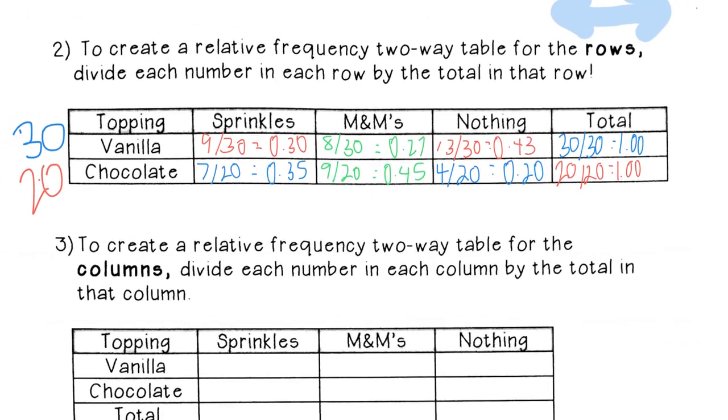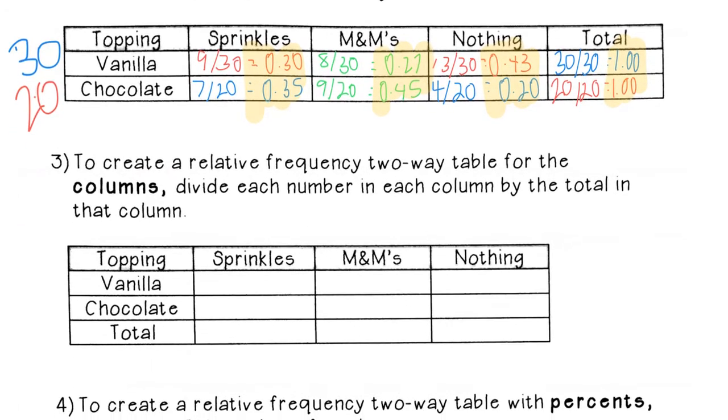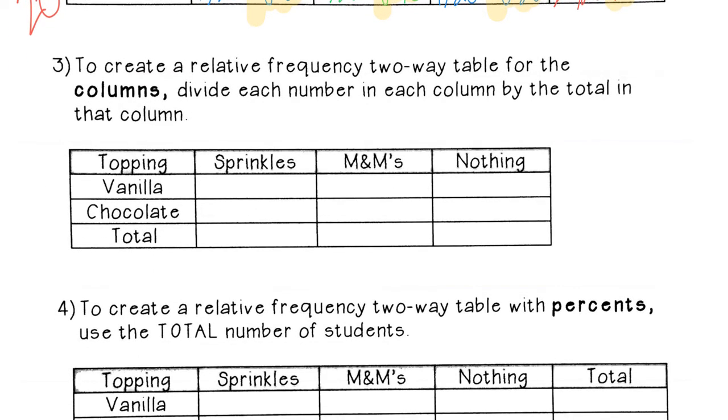In your frequency table, you don't need to show the fraction. You just need to go through and show the decimals. So from now on, I will tell you how I got those decimals, but you just need to write the decimals in the squares or in the different cells. So if we look at number 3, to create a relative frequency two-way table for the columns, you need to divide each number in that column by the total in that column.